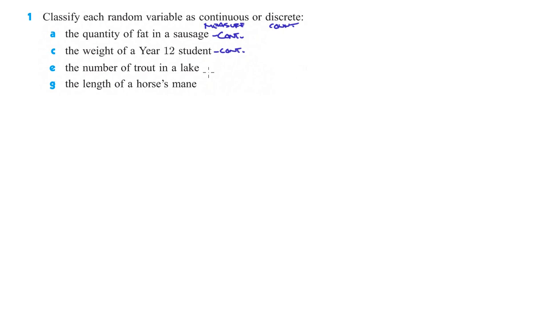Number of trout in a lake, that's something that you count. 1, 2, 3, 4, 5, 6. So that is discrete. And the length of a horse's mane, again, that's something that you measure, so that is continuous.